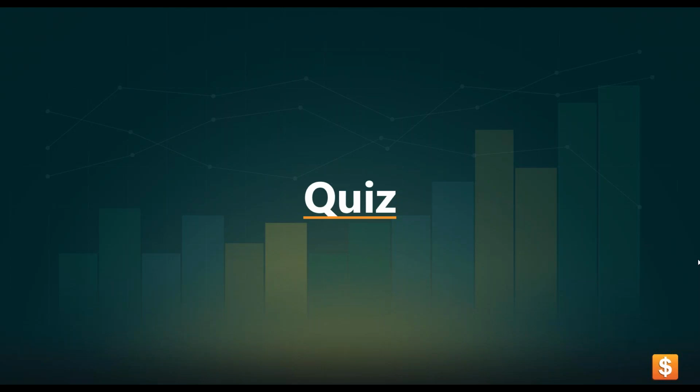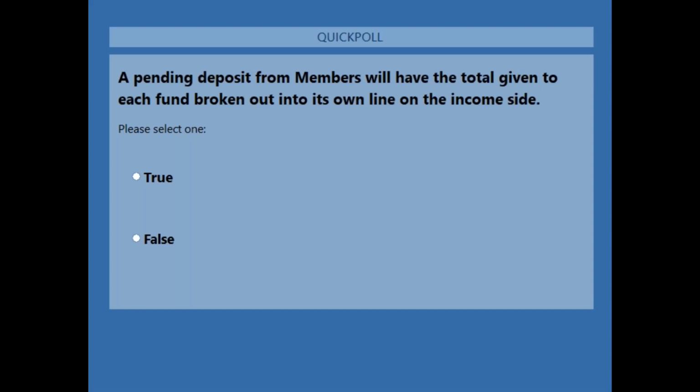So our first poll is going to be, if a pending deposit from members will have the total given to each fund broken down so that you don't have to do it. Is this going to be true or false?